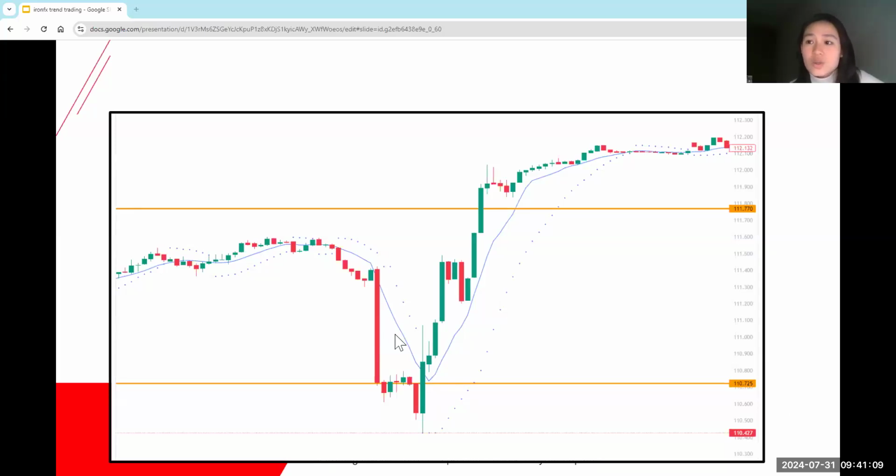Okay, so price is moving below one of your horizontal levels, and then it spikes above. Once price moves above your moving average and parabolic SAR, it's a bullish signal. So you move above, and then your take profit is here. So you get out of it here.